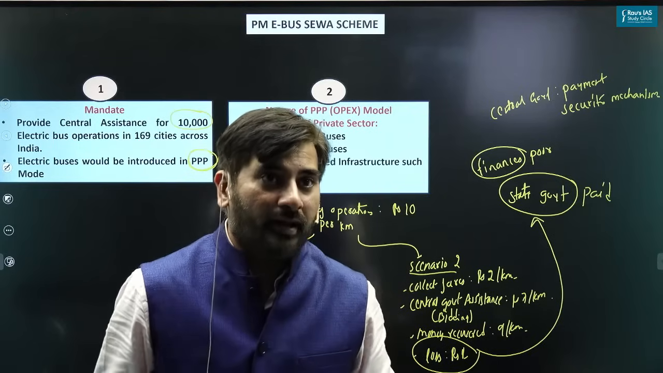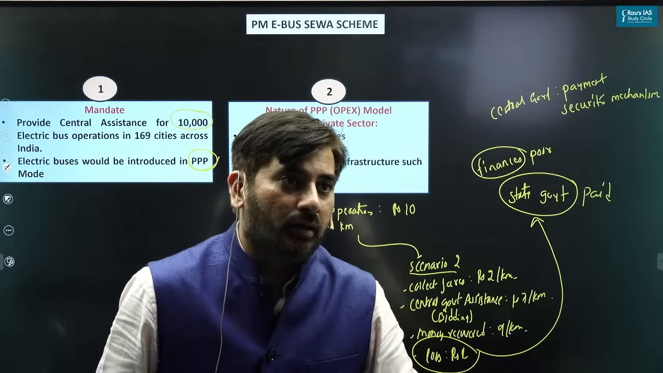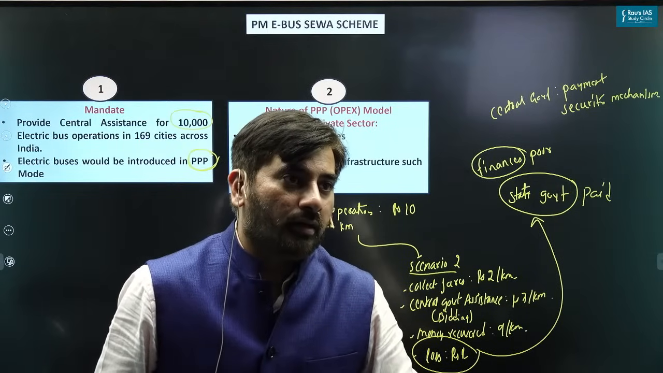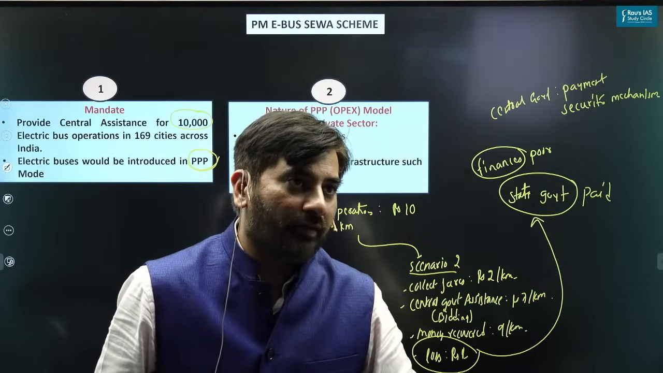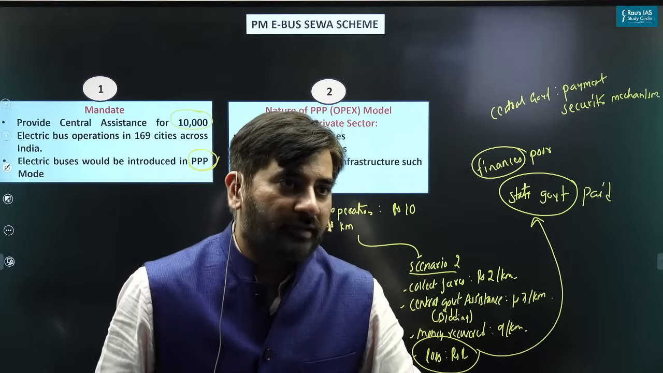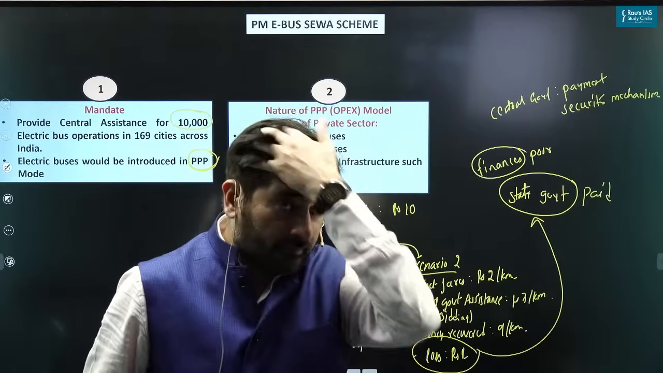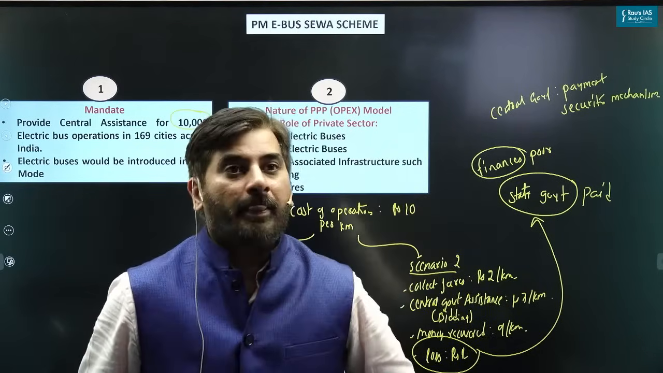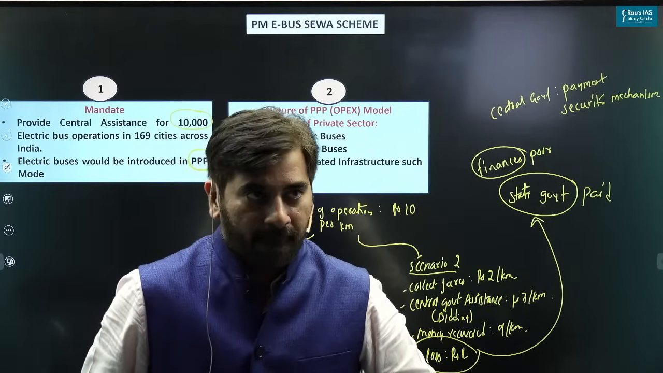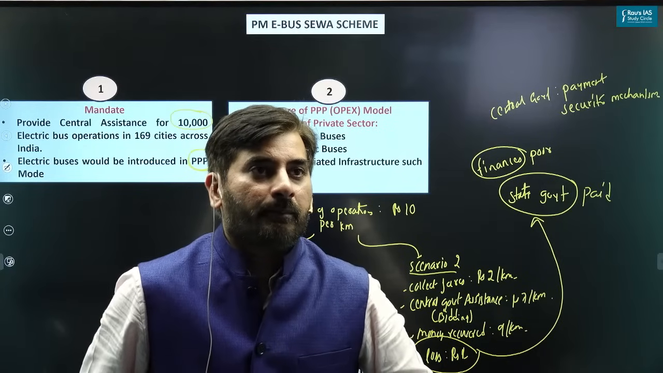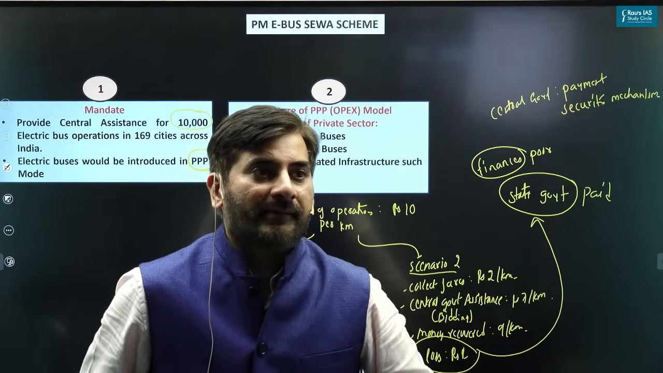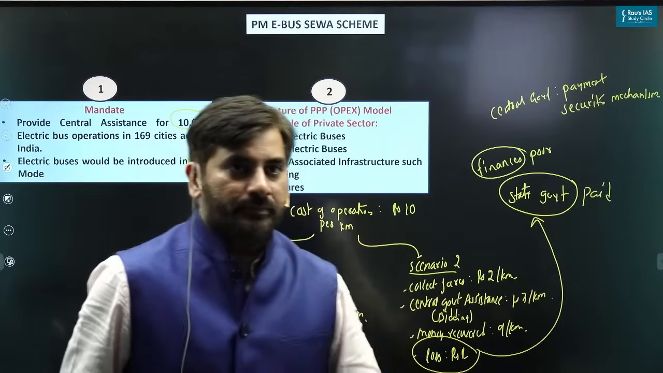Is this clear, everyone? Please let me know if you have understood payment security mechanism. Okay, thank you.